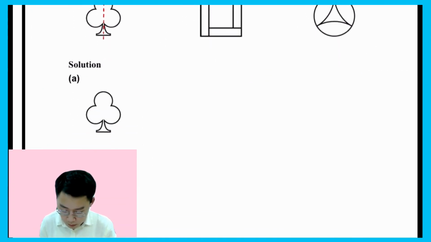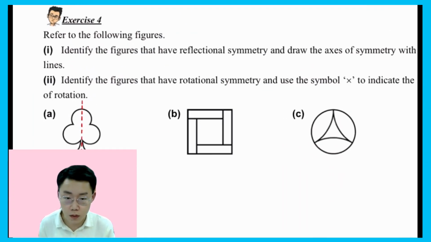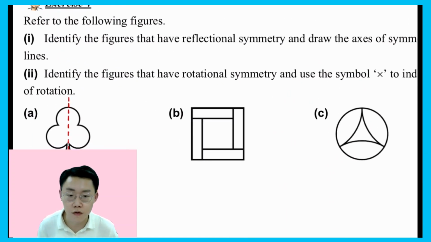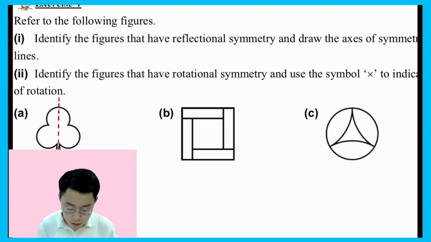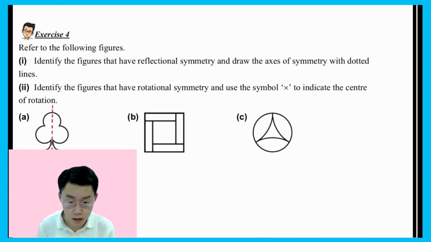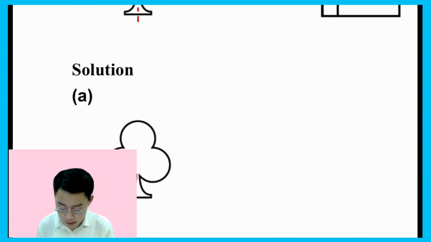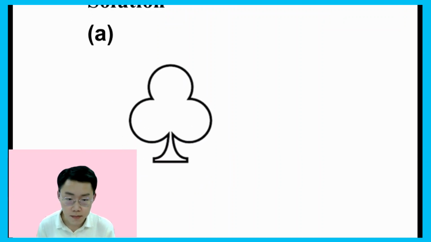Okay, so let's see question 2. For question 2, it asks you to identify rotational symmetry, which figures have rotational symmetry, and also asks you to use the symbol cross to indicate the center, the centers of rotation. Okay, so let's see part A.